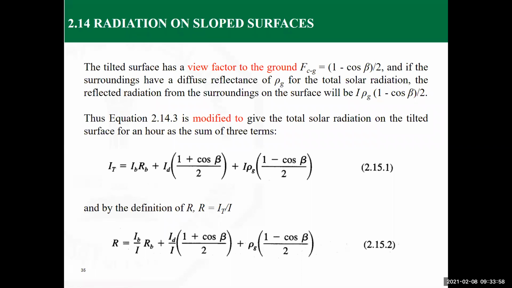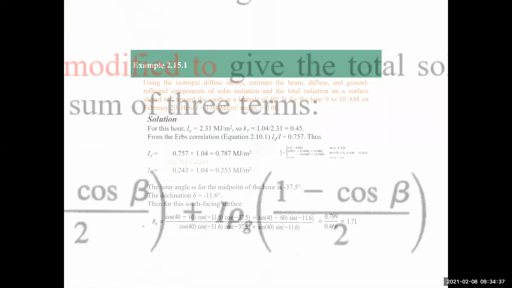Now, by definition, what are we looking for? We are looking not only for the value of IT, but for the ratio IT over I, which is capital R. So capital R, or the ratio, is given as we divide every one of these components by I. So IB over I into RB, ID over I into the shape factor. I will cancel with the I, so it will be rho G into 1 minus cosine beta over 2. So this is the solar radiation on a tilted surface for an hourly case.